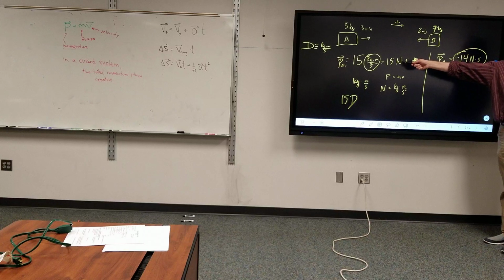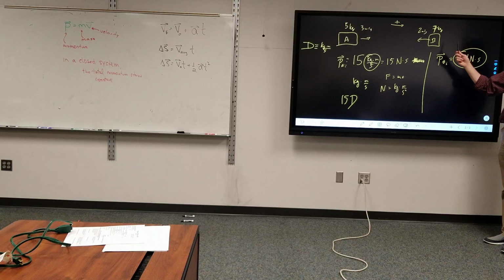Once we establish that one's positive, this one's the other direction, because that's the problem. It's negative. Do not automatically assume that the second one's always going to be negative, because if they're going in the same direction, then they're both the same sign.